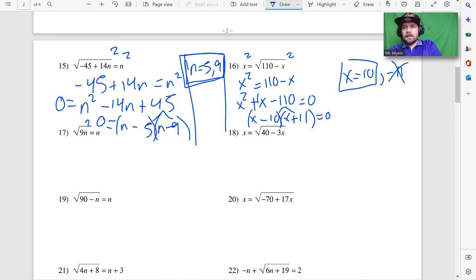All right, so 17, square both sides. 9n equal to n squared. And we'll do the same thing.